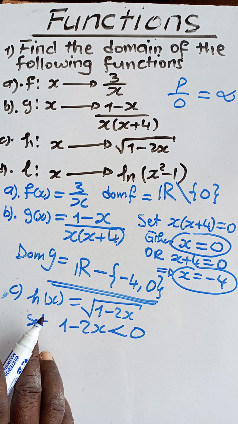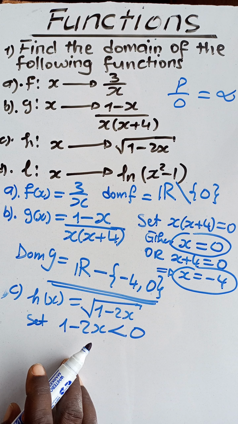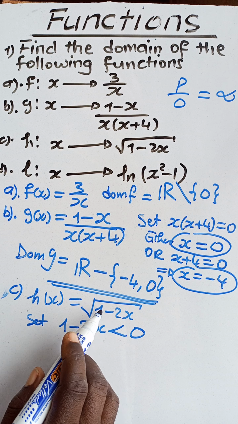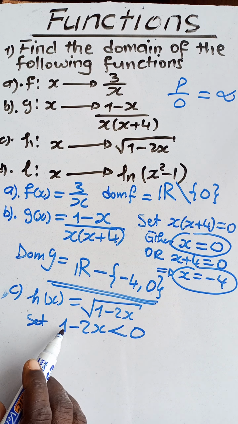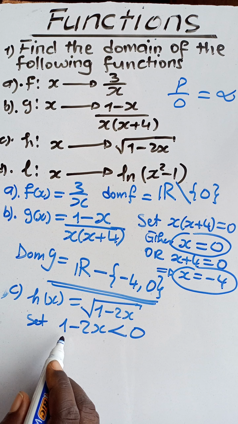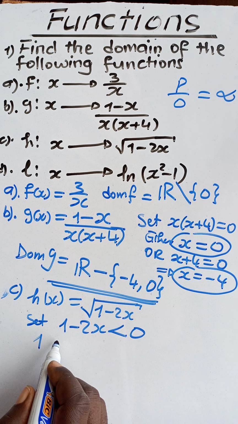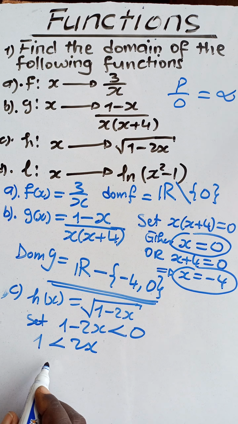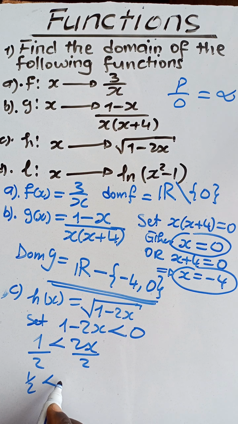We're supposed to solve the inequality 1 minus 2x less than 0 to find the set of values that will render this expression negative. Remember, less than 0 means negative. Okay, so we want the set of values of x that will render this expression negative by solving this inequality. Here we take negative 2x to the right hand side. We have 1 less than 2x. If we divide all through by 2, we have a half less than x, or x greater than a half.